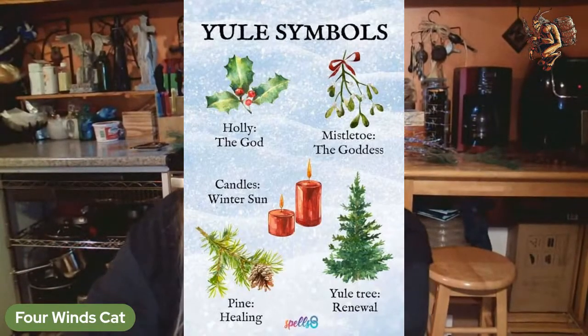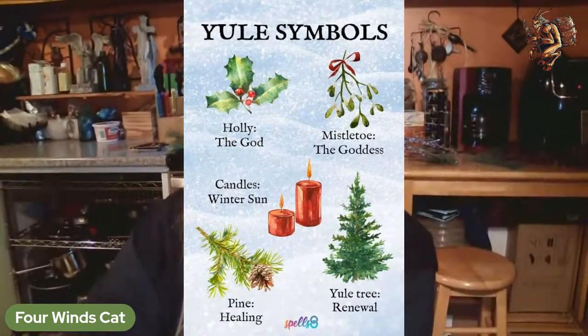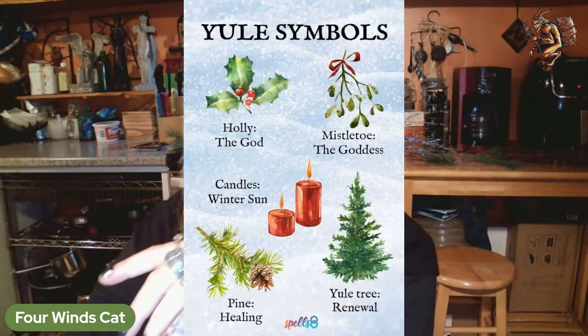So, Yule symbols. Holly represents the god, mistletoe, the goddess. Again, there's that balance, the yin and the yang going on there. Candles represent the winter sun, of course. Yule tree, renewal. Pine is healing.